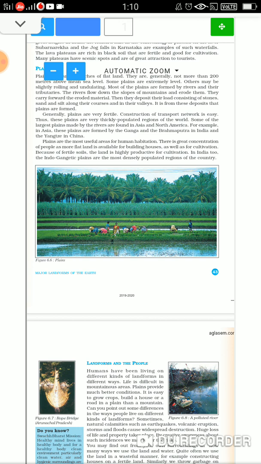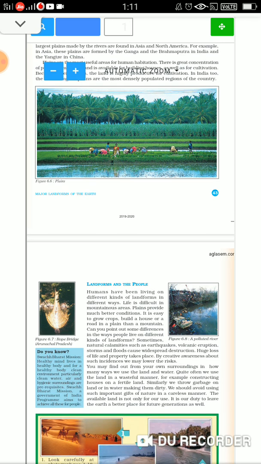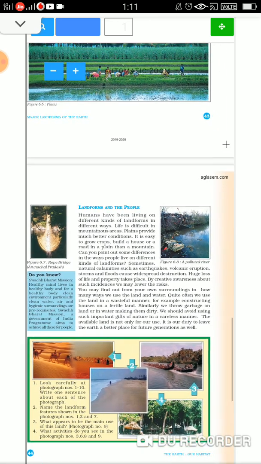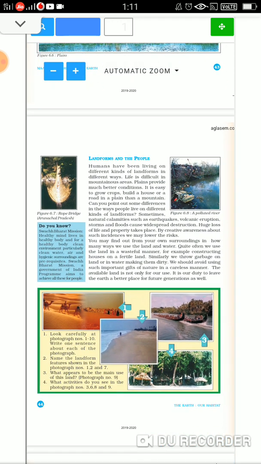Now comes landforms and the people. Children, humans have been living in different kinds of landforms in different ways. Life is really difficult for those who are living in mountain regions. And in our area, the plain area, we have better living conditions. Fine. Our life is very much easy. We can easily grow crops and make houses, and roads can be made even more easily in the plains than in the mountains.